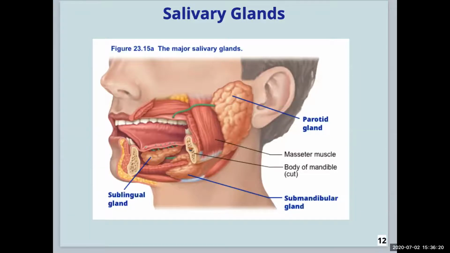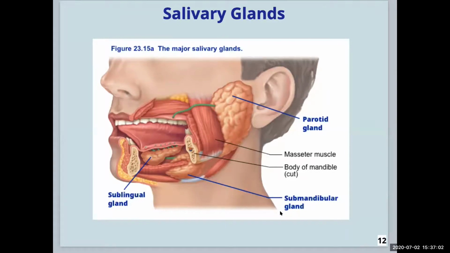Next, we talk about the salivary glands. You have a few different salivary glands. The ones that you have to know are the major ones. Parotid gland, located anterior to your ear. The sublingual, lingual is the tongue, sublingual is underneath the tongue. Submandibular, as you can guess from the name, means it's underneath the mandible. So these are the 3 glands you have to know.